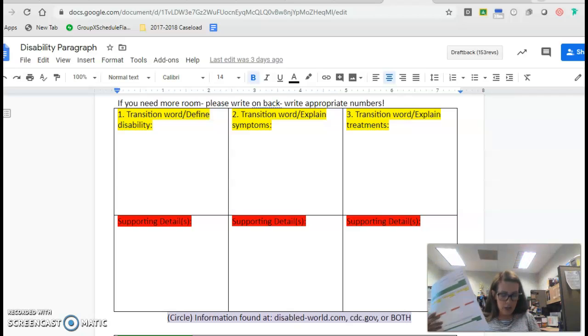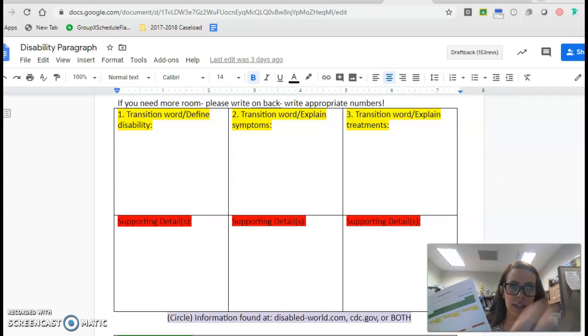So the hard part for the first one, at least, is going to be the supporting detail for defining the disability. So I think if you want to add any extra information, like define what it is in the yellow and then add maybe a fact that you found about the disability, like 75% of adolescents have this or whatever. That would be a good supporting detail for that.